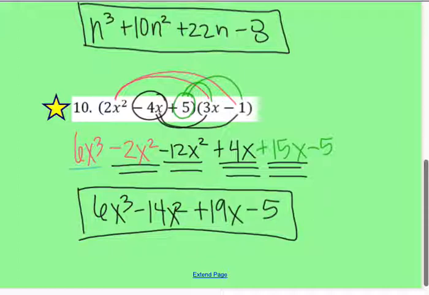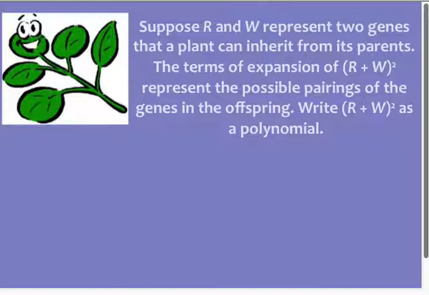Okay. So those are just the basic operations: adding, subtracting, and multiplying polynomials. Now let's just go ahead and look at some word problems. Number 11. Suppose R and W represent two genes that a plant can inherit from its parents. The terms of the expansion of R plus W squared represent the possible pairing of the genes in the offspring. Write R plus W squared as a polynomial.